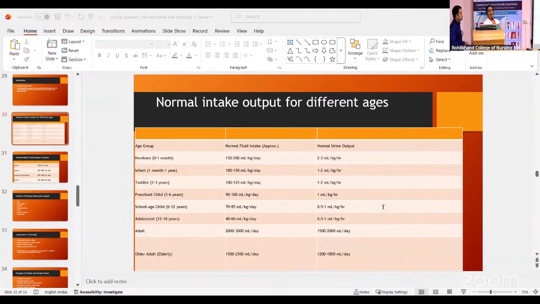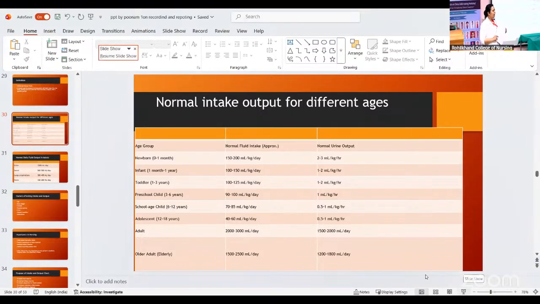So intake output first, before that we should know what is the normal intake output of the blood of the children. Okay, intake output we should know. This is the parameter age group wise. Adults should have 2000 to 3000 ml intake and output is 1500 to 2000 ml output. So we should know this.